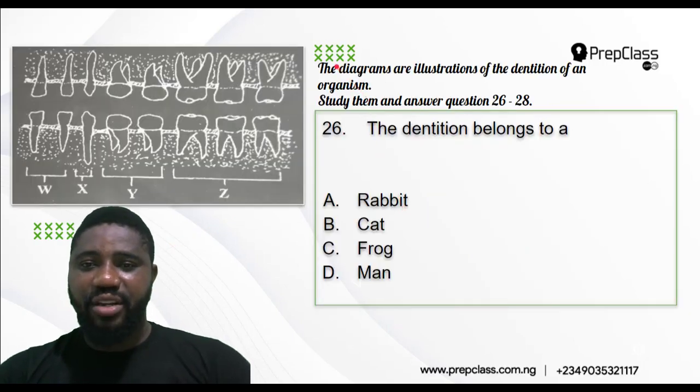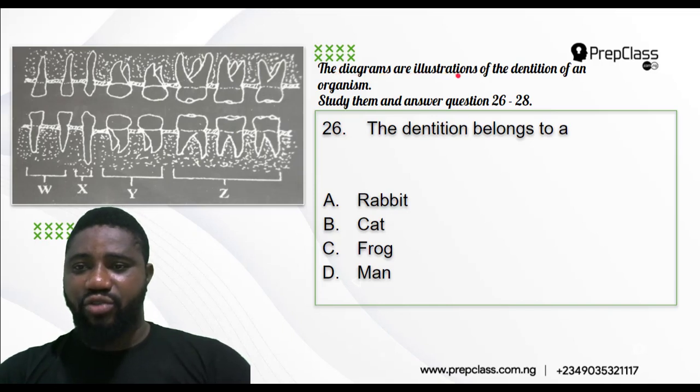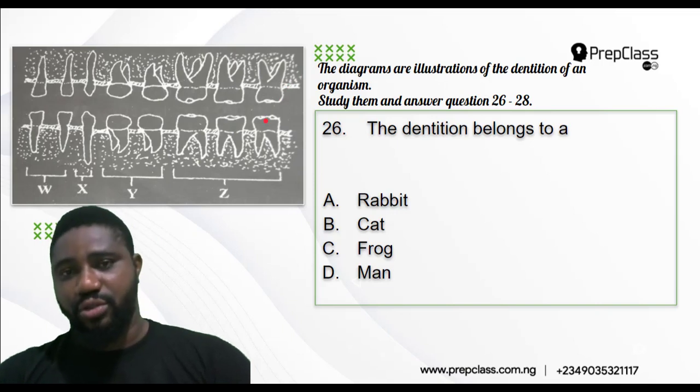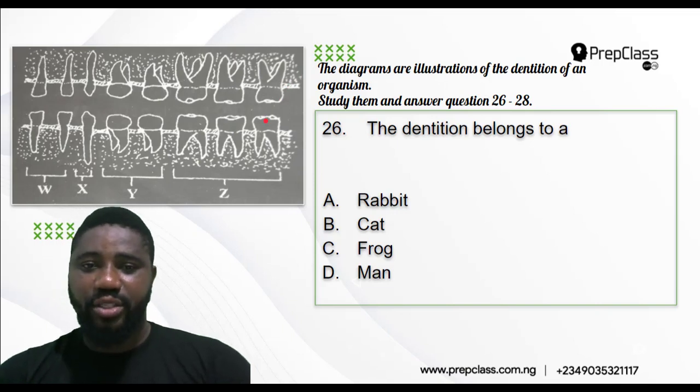Now, we've been given an instruction here. The diagrams are illustrations of the dentition of an organism. Study them and answer questions 26 to 28. So we'll be using this diagram to answer 3 straight questions, 26, 27, and 28.